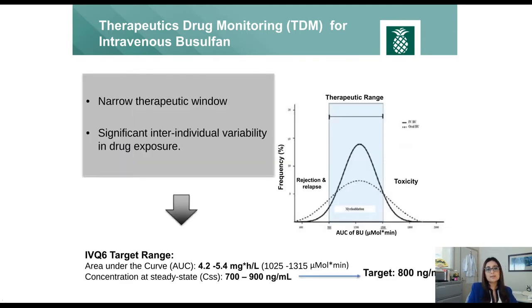Busulfan has a narrow therapeutic window, and its exposure and clearance vary significantly from patient to patient. So, the therapeutic monitoring of Busulfan is used to ensure that patients are near the optimal steady-state concentration. For example, in the intravenous Q6 dosing protocol, the optimum value is 800 nanograms per milliliter.